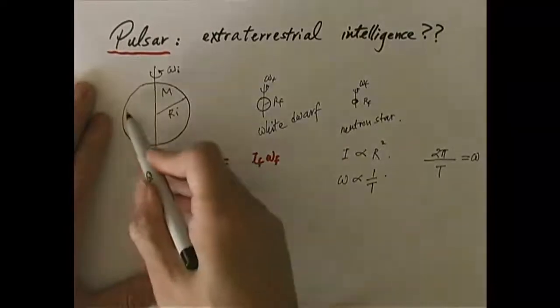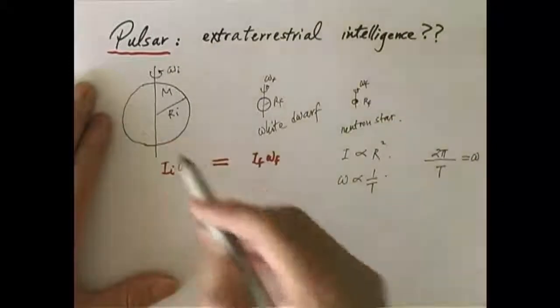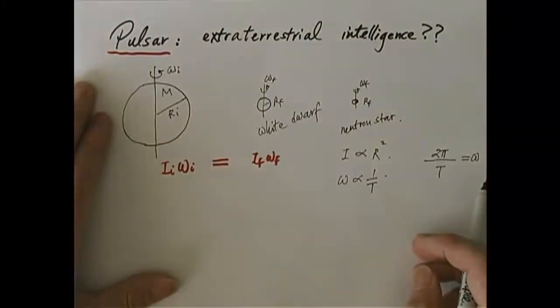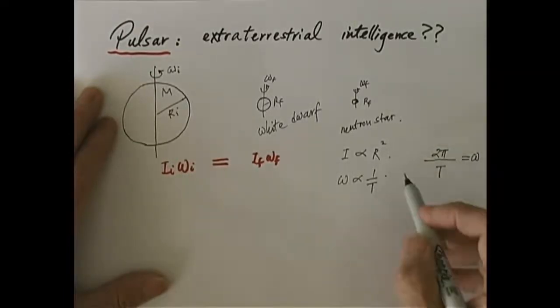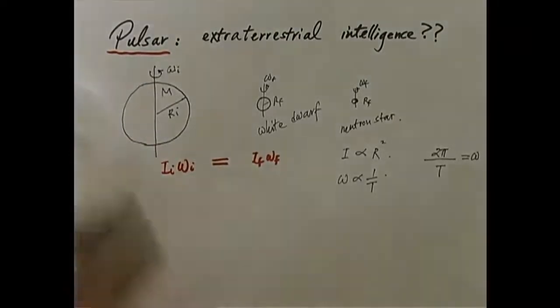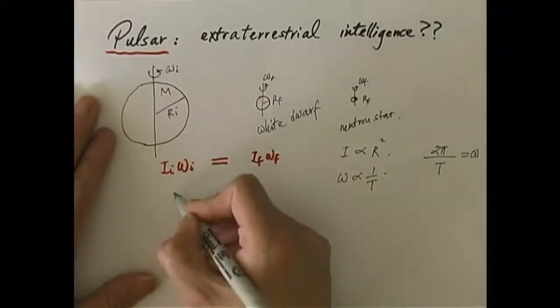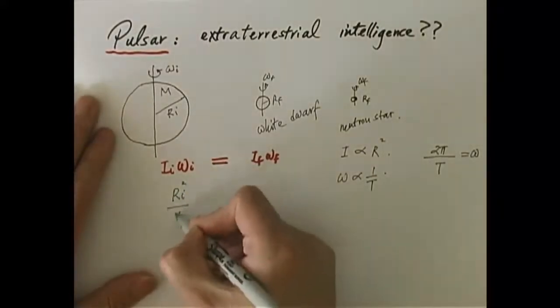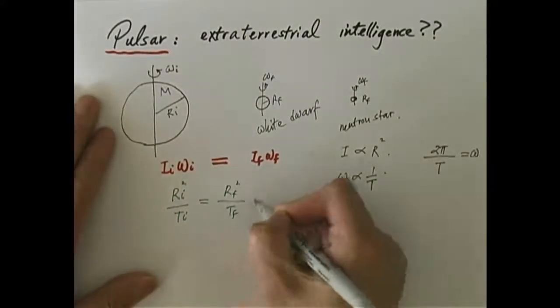What's t? T is the time it takes for one revolution. It's also called a period. The outer surface of our sun currently has a period of about 30 days, 30 Earth days. If we plug these expressions into here, what I get is a relationship between the radius and the period of a rotating star. I goes like r squared, omega goes like 1 over t. So this is r initial squared over t initial equals r final squared over t final.